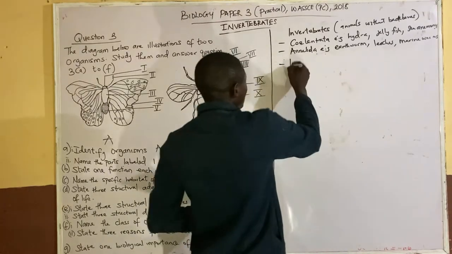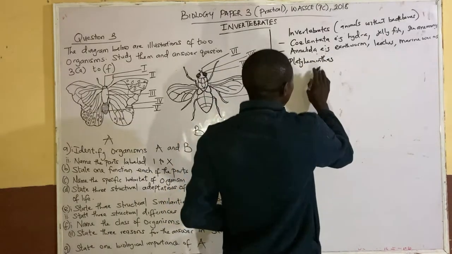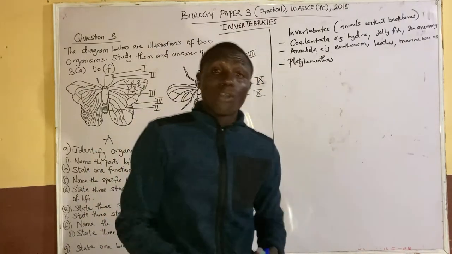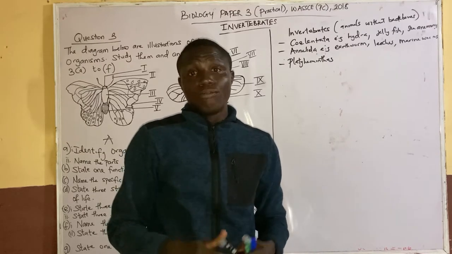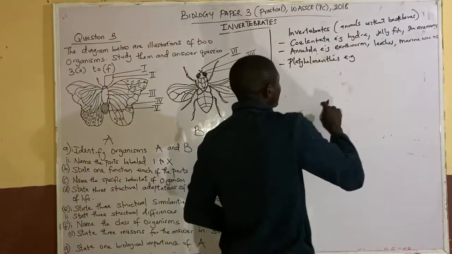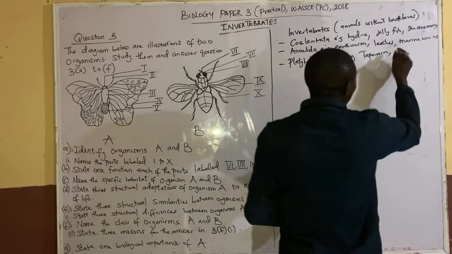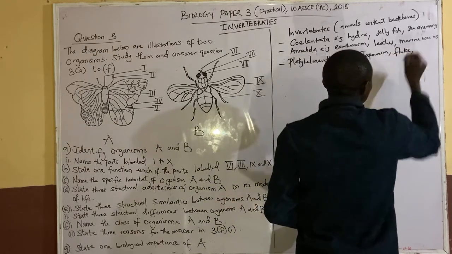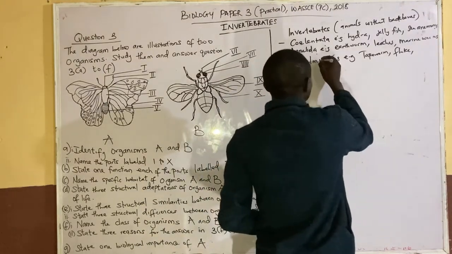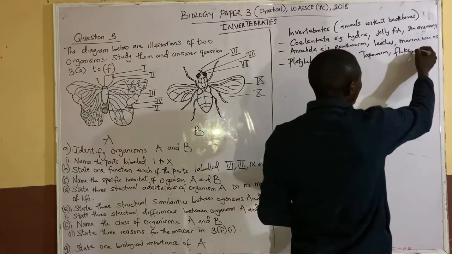The third invertebrate group that we have here is the platyhelminthes. When I talk about platyhelminthes, these are worms which are flat. These are flatworms, and most especially, they are parasitic in nature. They feed on living organisms. The popularly known examples of platyhelminthes are the tapeworm and the liver fluke. They are very parasitic.